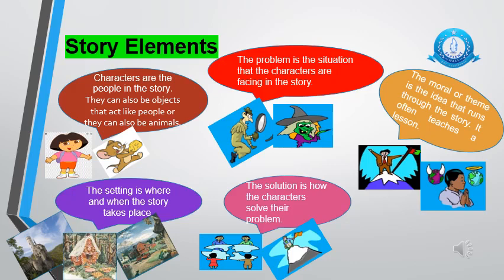The next element of a story is setting. The setting tells you where and when the story takes place. It helps build background and create images in the mind. Basically, setting helps set the tone or mood of the story. Now let me explain it again. It means setting tells you two things. Where means place and when means time. It tells you the time and place of the story.